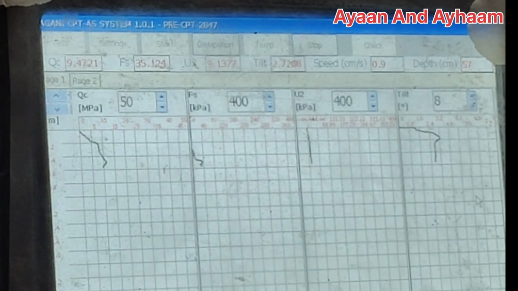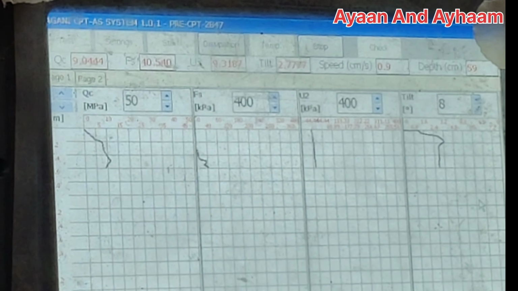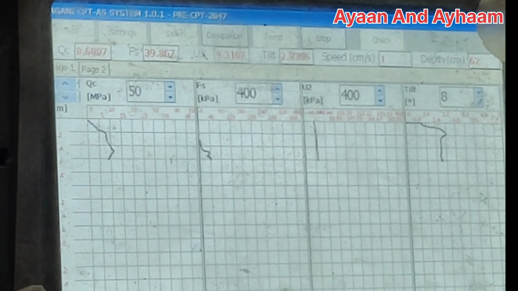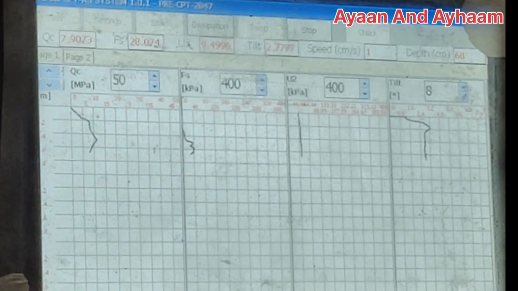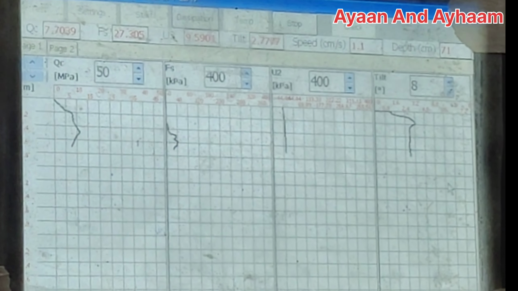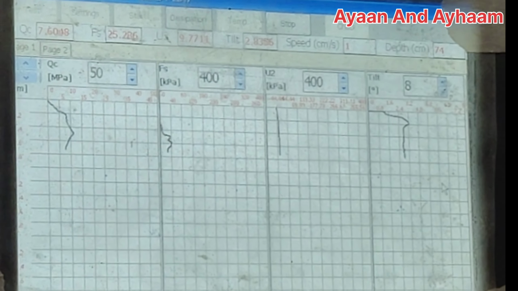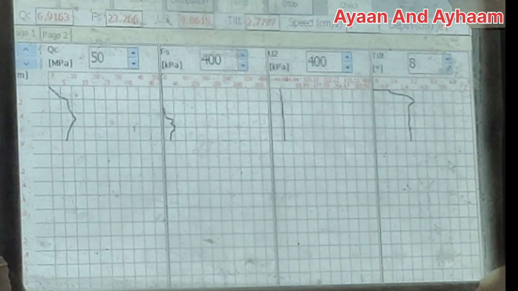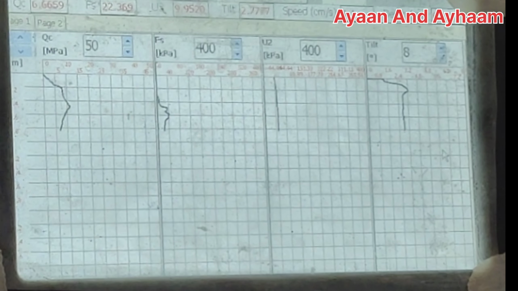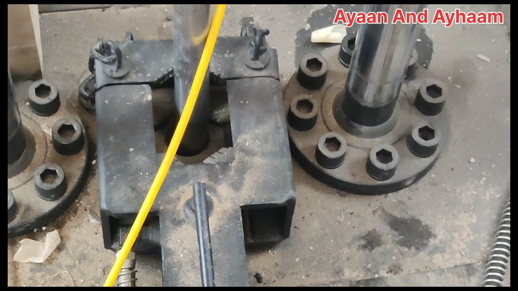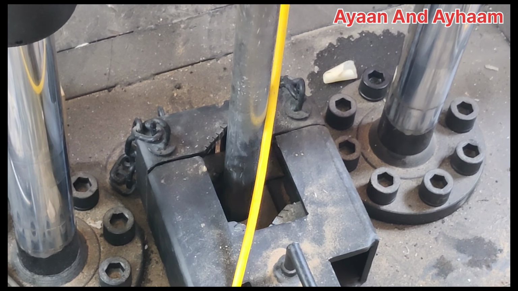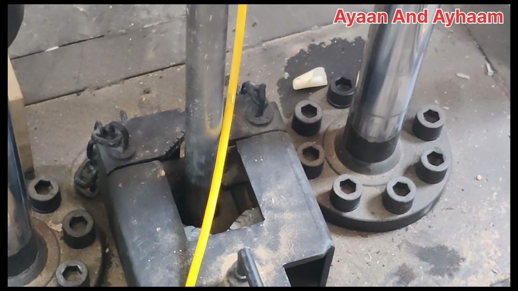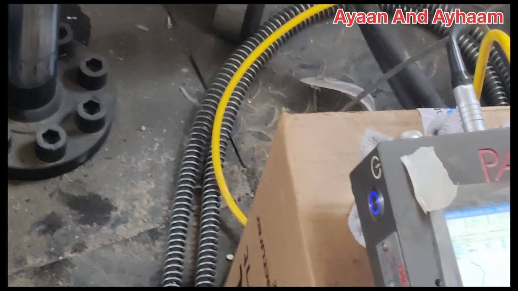Add the rods one by one and continue drilling until it reaches the refusal strata. Refusal strata means beneath there is some rock or hard stone or boulders. If you do not stop it, the cone will be broken, and the cone is very costly. When the cone touches the refusal strata, the QC readings will start increasing and the drilling depth will stop. When the QC reading reaches 50, stop the pressure immediately, or else it will break the cone. An alert sign will appear on the machine.